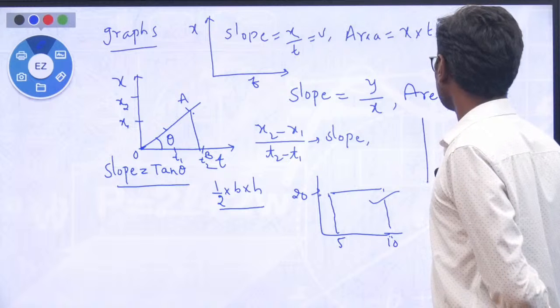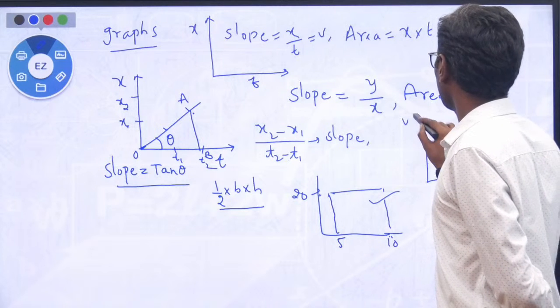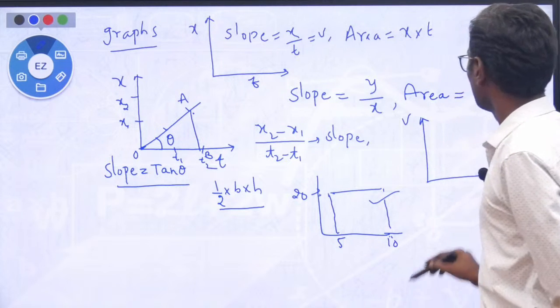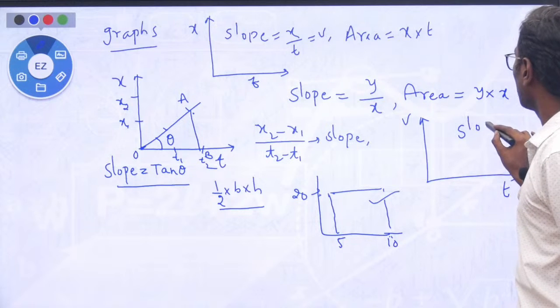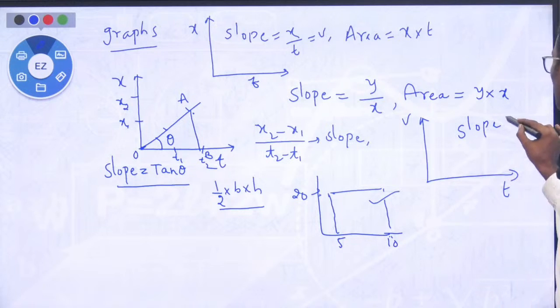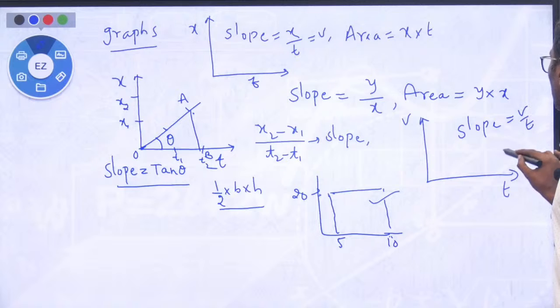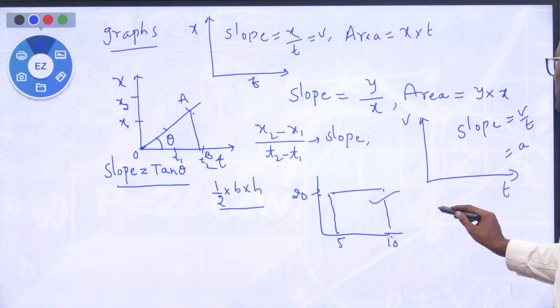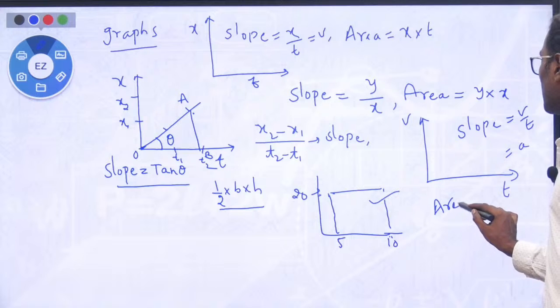If it is a velocity time graph, then what is the slope of the velocity time graph? V by t gives acceleration. So what is the area under the velocity time graph?